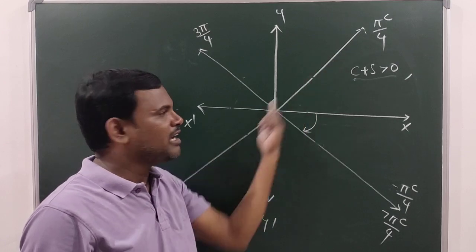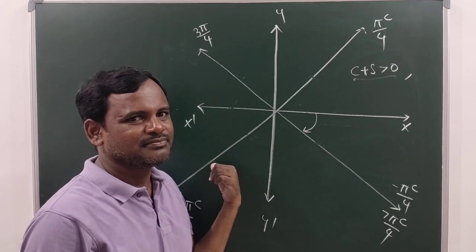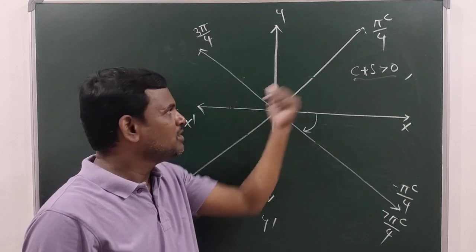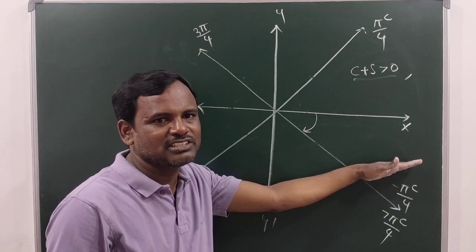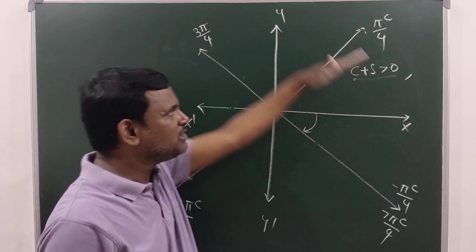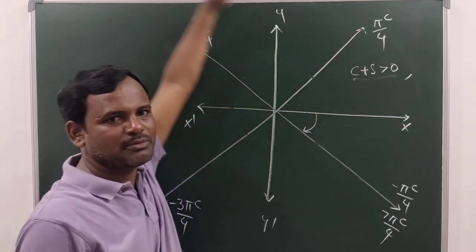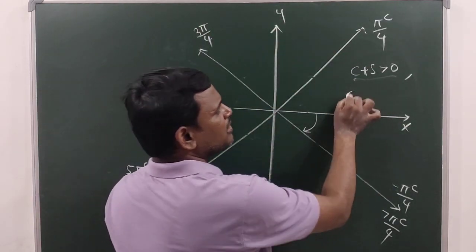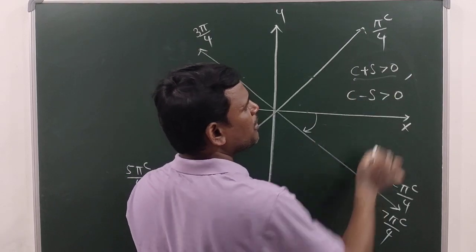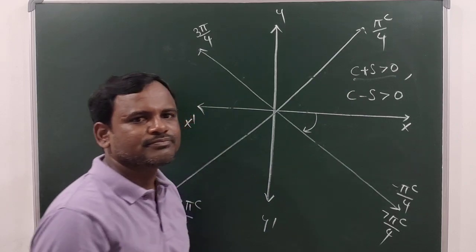And this line I have taken for C minus S. In the previous two diagrams, this I have taken for C minus S, no? I said to you, this side C minus S is negative, this side C minus S is positive, this side C minus S negative, no? So here, what do you say from here to here? C minus S is also positive. Both are positive from here to here.